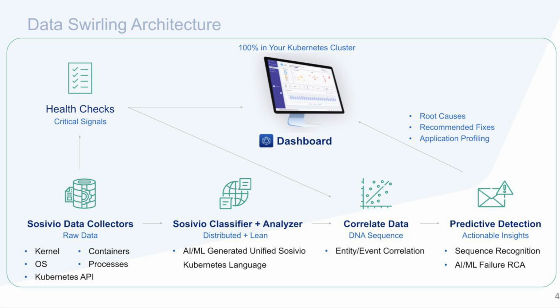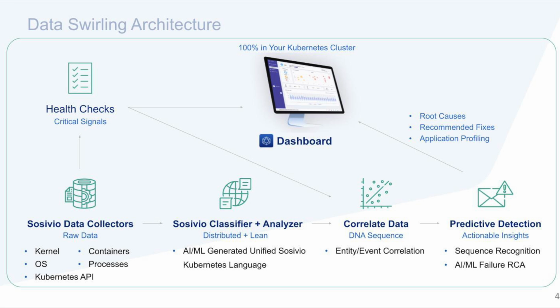We are the first and only observability tool to be predictive, which is accomplished through a novel methodology called data swirling. We coined the term data swirling to describe the ability to analyze data on the fly from multiple layers of the stack, which is the backbone of our predictive capabilities.